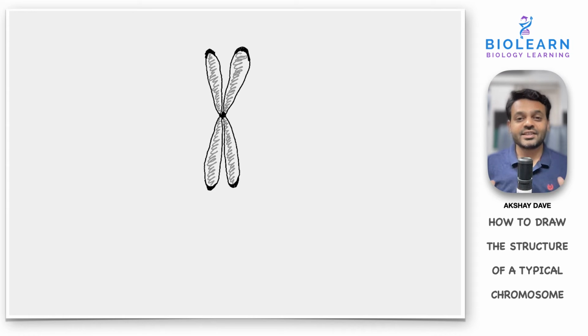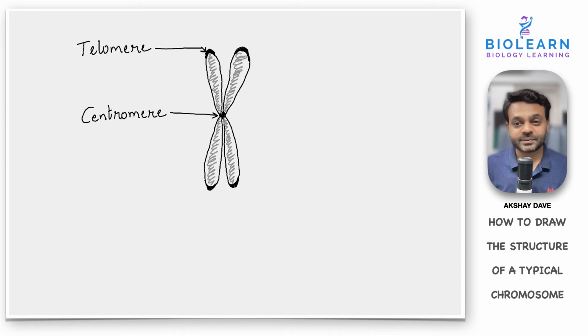The diagram is done. Now let's start labeling the parts one by one. The central constricted area is the centromere. The thick area on the ends of chromatids is the telomere. The coiled pattern inside the chromatids is the DNA.